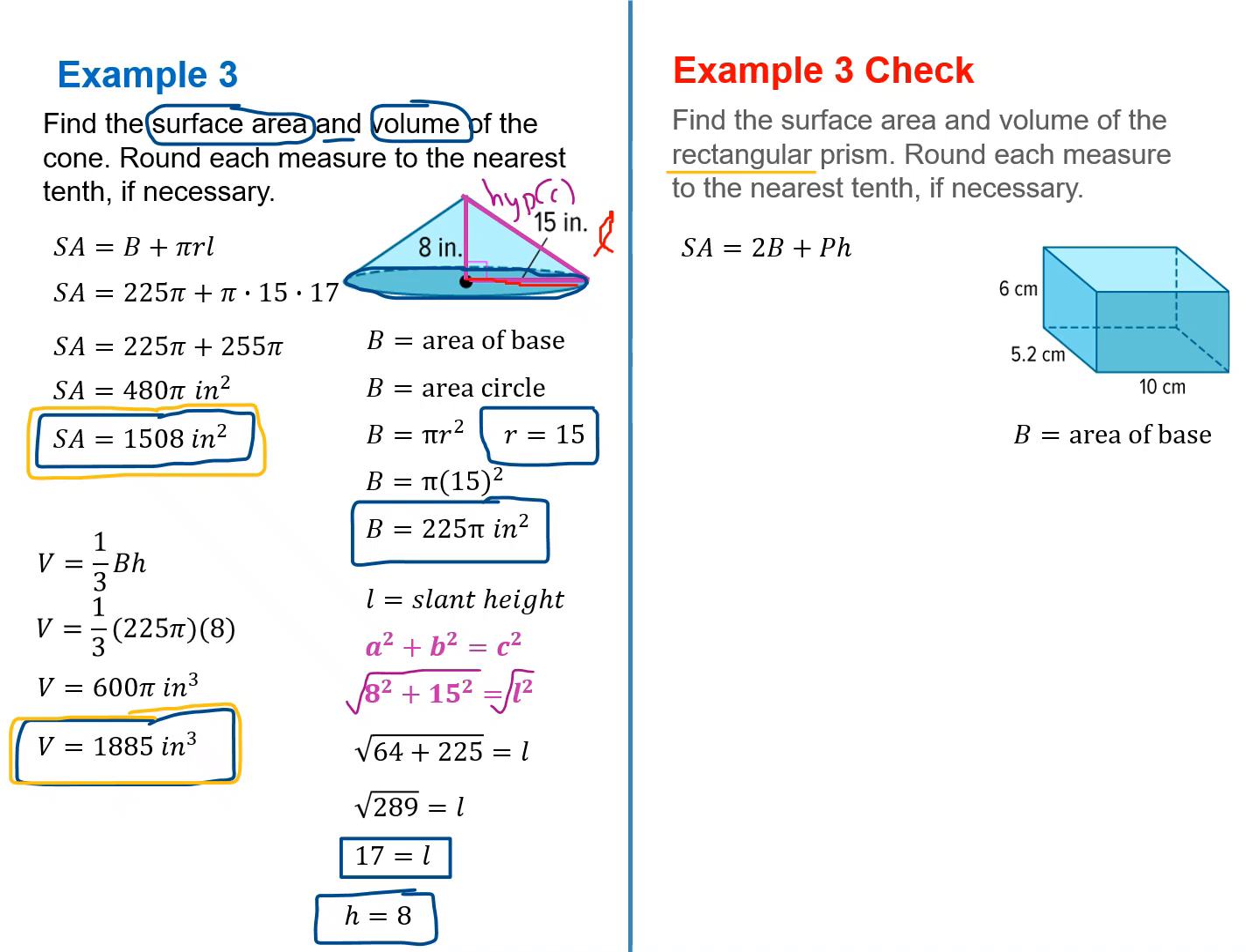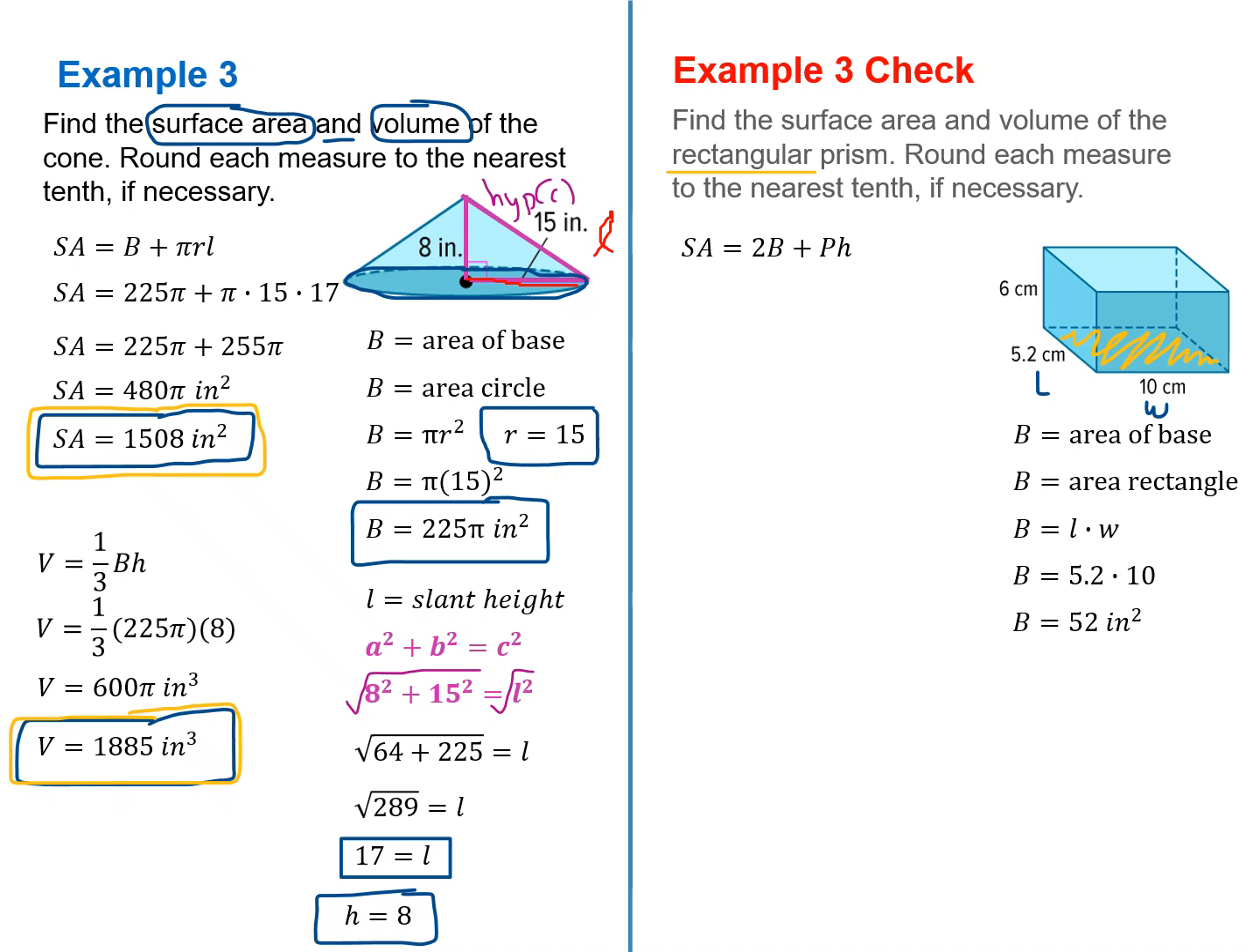So what is the shape of our base? They told it to us. It's a rectangle, right? So let's just draw that little rectangle. The area of the rectangle is length times width. And so what's our length and width? It's 5.2 centimeters and 10 centimeters. So that's what we're plugging in. 5.2 times 10, which gives us an area of 52 inches squared. So that was our capital B.